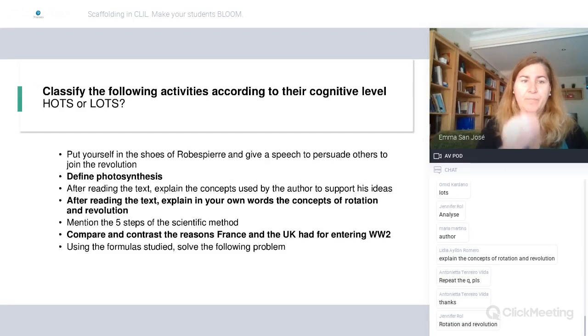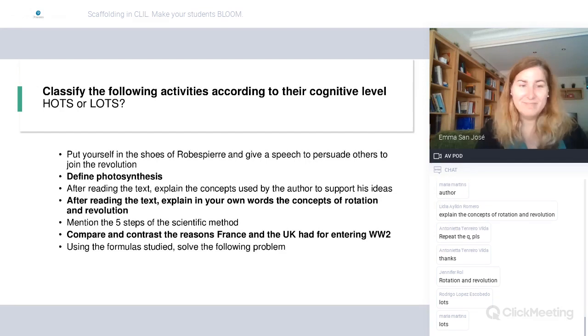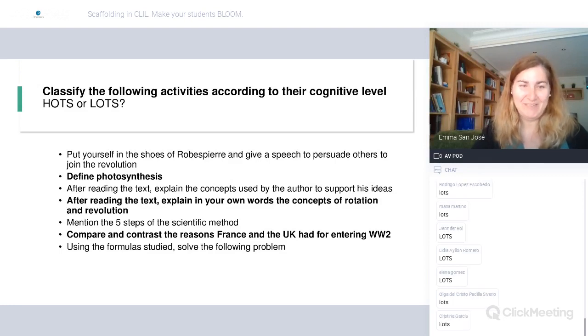So it's much simpler, cognitively speaking. Okay, what about the 5 steps of the scientific method? LOT or HOT? Yeah. Remembering, so I said it again, sorry. I'm giving out a lot of information from the next questions I was going to ask you, but never mind. And then compare and contrast the reasons France and the UK had for entering the Second World War. What about that one? HOT or LOT? Yes, it's HOT. It's higher order. And using the formula studied, solve the following problem. This is a bit more complicated.